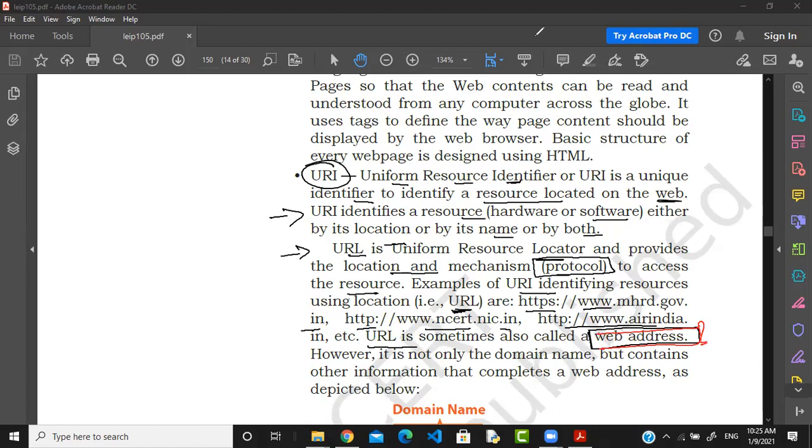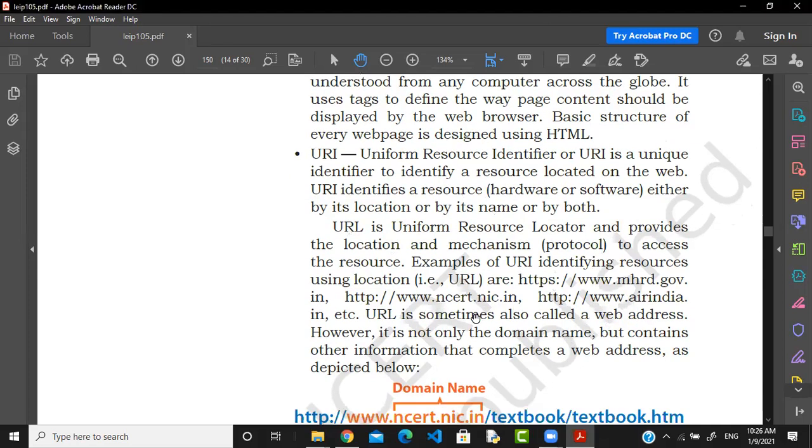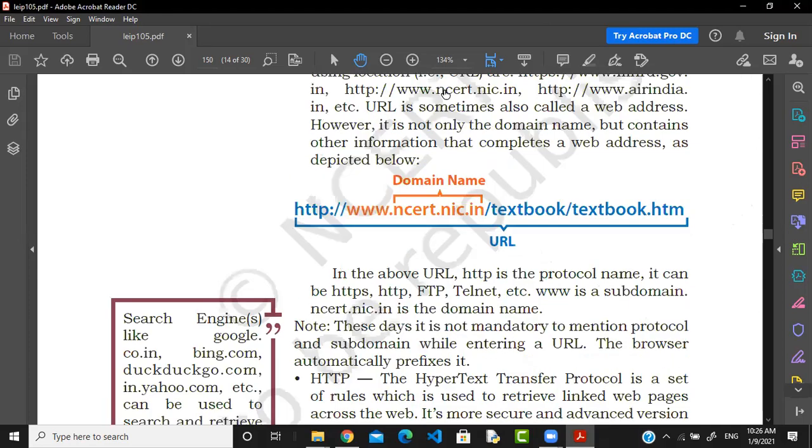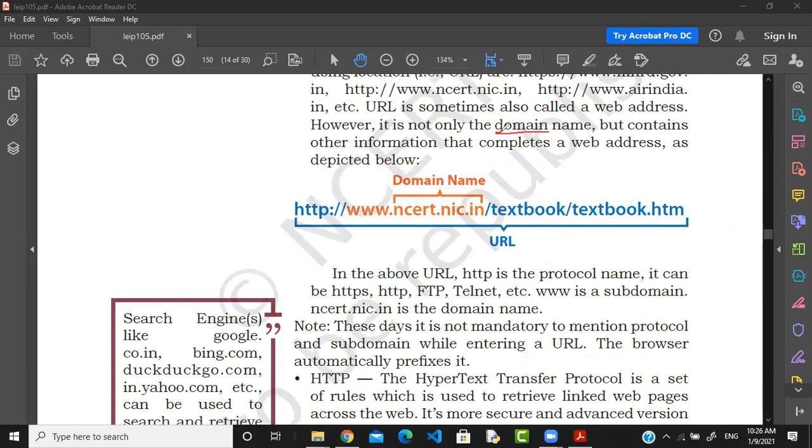Now, what information are we getting from a URI or URL? A URL not only provides the name of the website, which is called the domain name, but it also provides some more information, that you can say is the complete web address of the resource. This is the domain name, ncrt.nic.in, but this complete thing is called the URL. There is one question you will get from here: what is the difference between domain name and URL? Domain name versus URL.